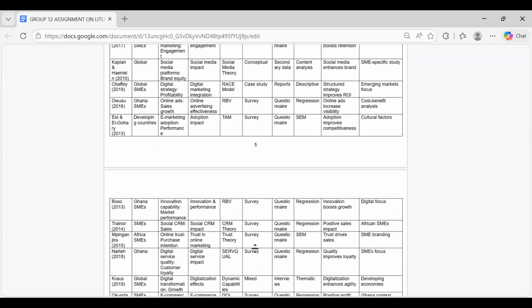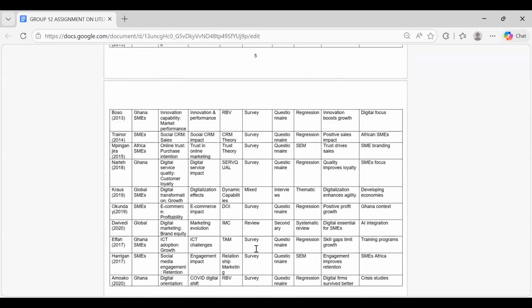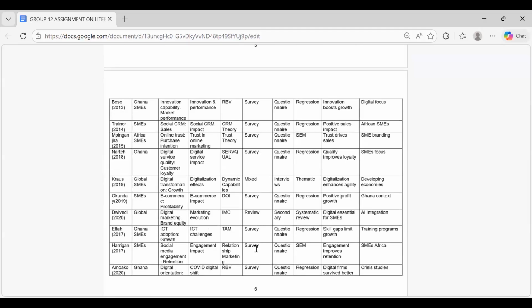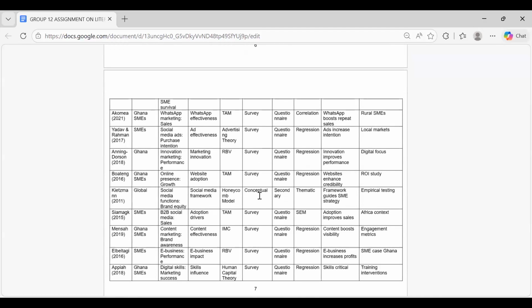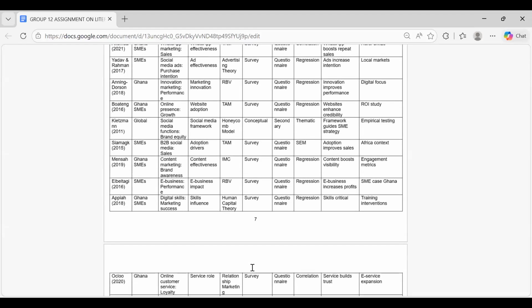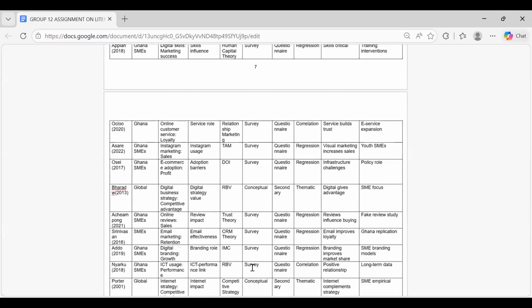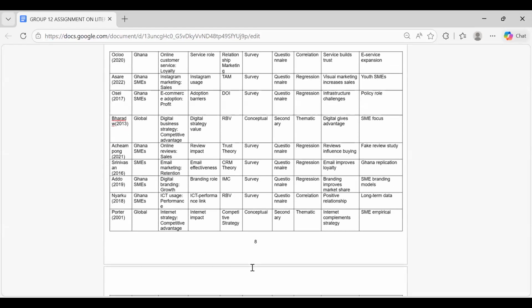Survey, 11 quanti, 12. So 12, 13, 14. Mixed methods, this is the second one. 15, 16, 17, 18, 19, 20, 21. Spelling of survey is wrong. 22, 23, 24, 25. So nobody saw that the spelling of survey is wrong. 26, 27, 28, 29, 30, 31, 32, 33.